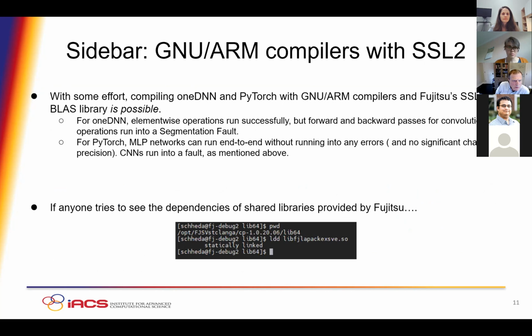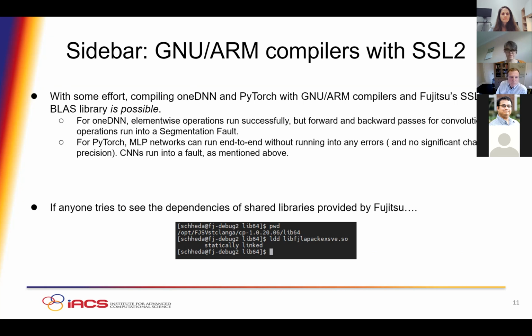And just for fun, I wanted to see if we could use Fujitsu's SSL2 library with the GNU and ARM compilers. So it is possible to build oneDNN and PyTorch both with their libraries, but we run into segmentation faults for some operations. Basically, convolutions failed, which is a major drawback. But with PyTorch, I was able to run linear neural networks without any errors. So it might be possible.